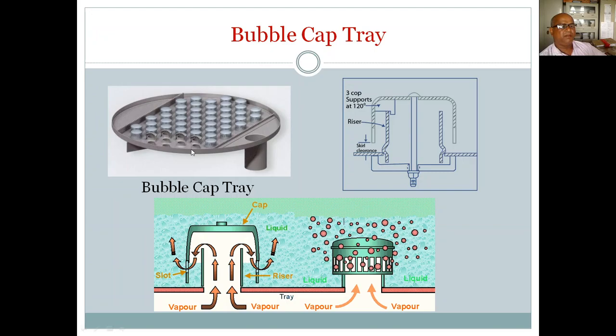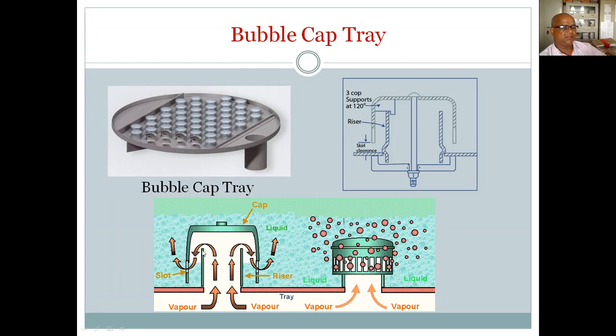Then if you take the bubble cap design, it is like this. You take one circular hole, and there is one circular ring above this hole, and above that there is a cap.